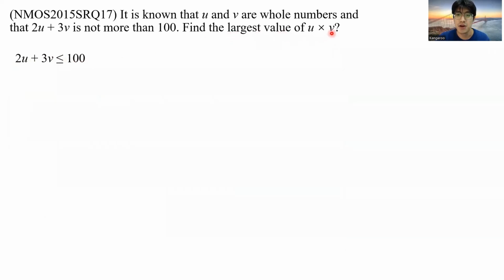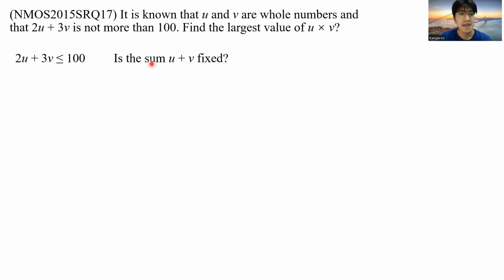Now, in order to find the largest value of u times v, let us first ask ourselves this question: is the sum of u and v fixed? The answer is no. There are many possibilities here, and we cannot guarantee the sum of u plus v. But instead, let us have a look at this inequality more carefully. If we want to achieve the largest value for u times v, the number we should put on the right-hand side is 100, so that we can get the maximum value for u and v.